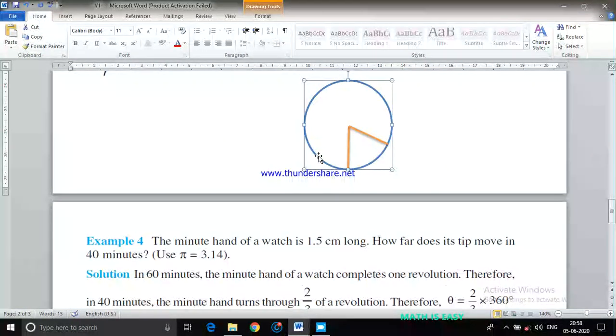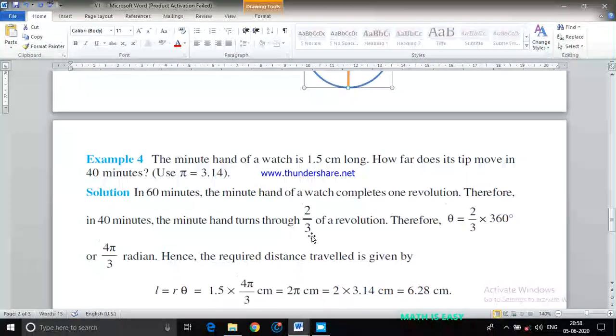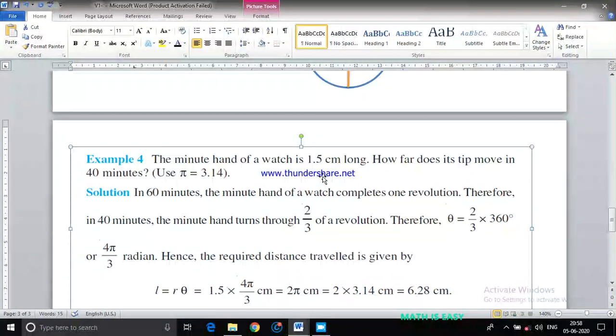Okay, so what is the distance traveled by the minute hand? This entire arc length I have to find. Arc length means the L value I have to find. Now what is given? Radius is given. R is 1.5. Length of the minute hand means that is the radius. Now 40 minutes is given. You have to convert this 40 minutes into degrees.